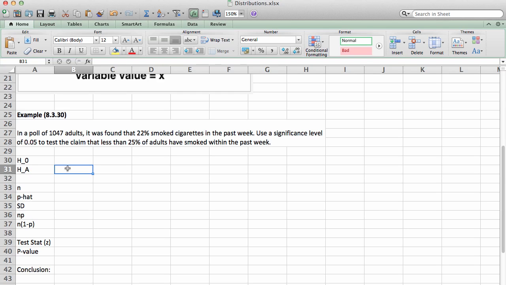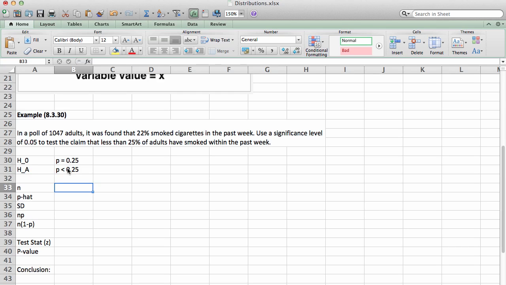What I like to do is take a look at the claim. It says less than 25% of adults have smoked in the past week. My alternate hypothesis should reflect that directly. So I'm going to type p, lowercase p, for the population proportion who've smoked in the past week is less than 0.25. Once I've identified that, the null hypothesis is the boundary. So that's p equals 0.25. It's the boundary of the interval defined by the alternate hypothesis. So those are my hypotheses.